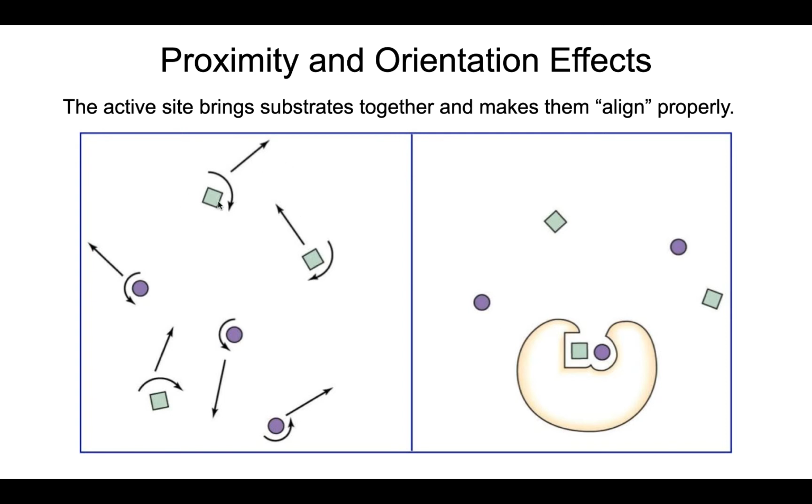So the first is proximity and orientation effects. If two reactants need to come together to form a product, they have to do so in very specific orientations. They can't just randomly bump into each other and expect the reaction to occur. What the enzyme can do is interact with each of the reactants in very specific ways so that when they are within the active site, they are in just the right orientation such that they can interact properly and form a product.